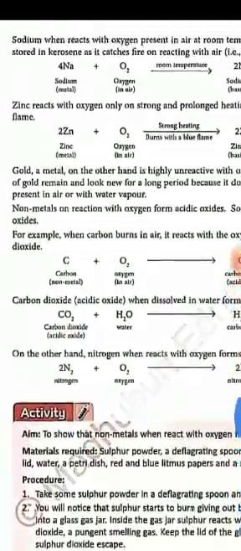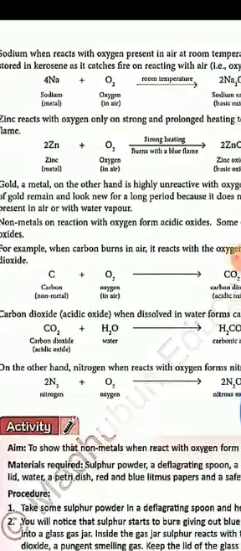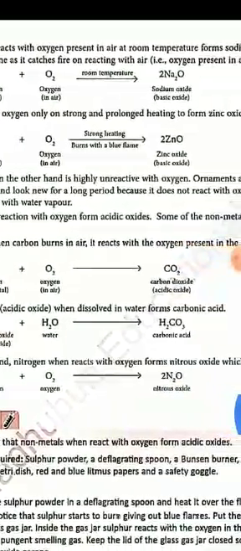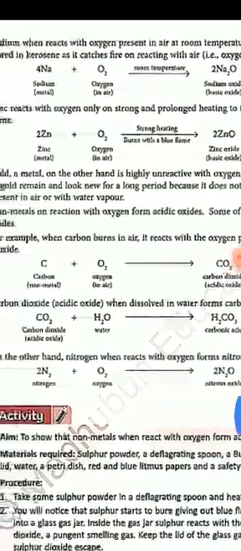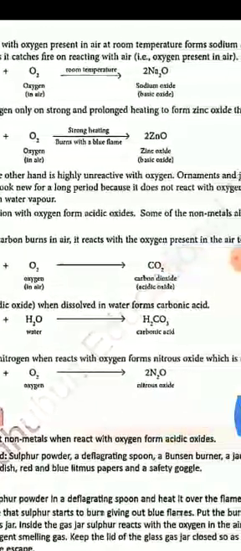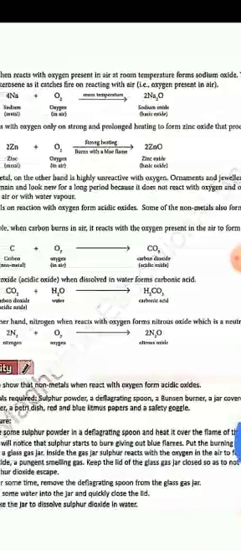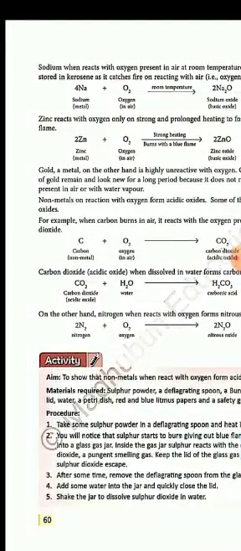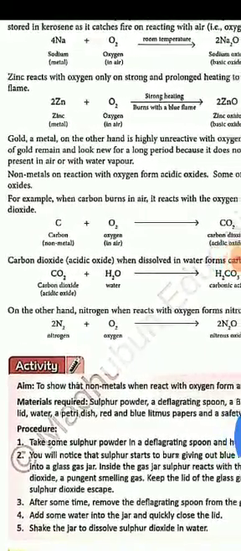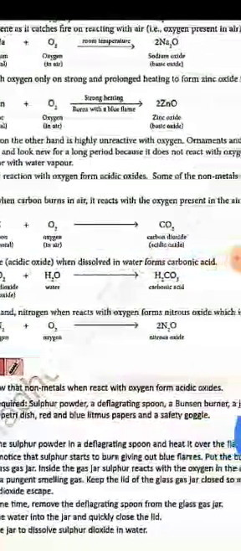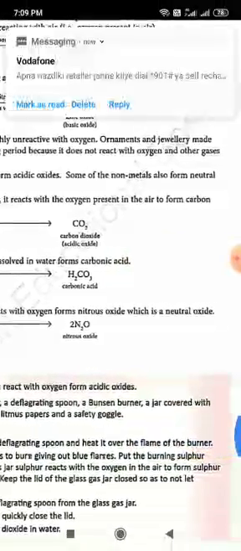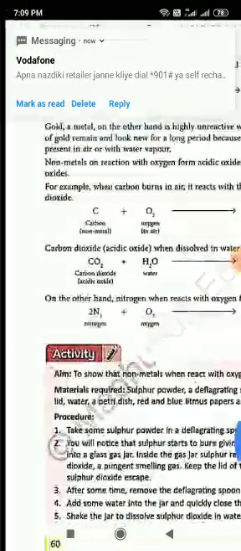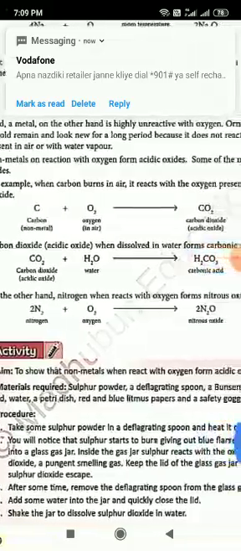Other metals like gold are highly unreactive, same as silver also, which is unreactive, and it cannot react with oxygen. So ornaments and jewelries are made up of gold and silver, which remain and look new for a long period because they do not react with oxygen and other gases present in air.